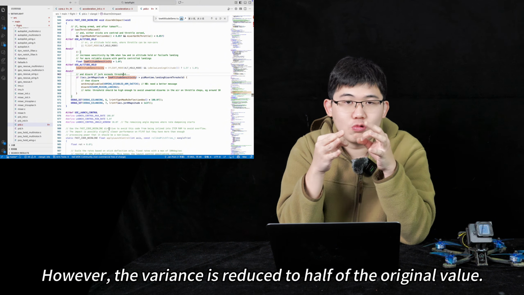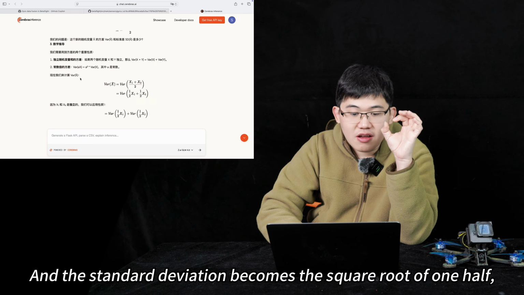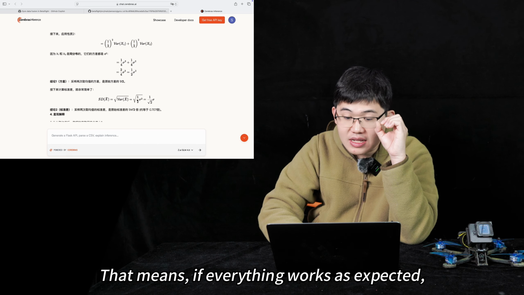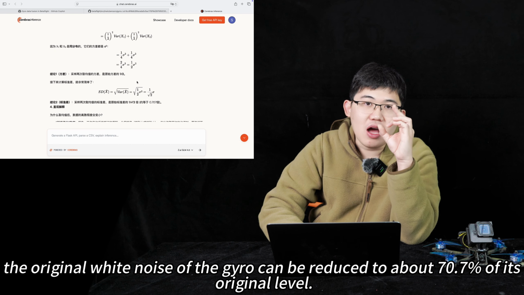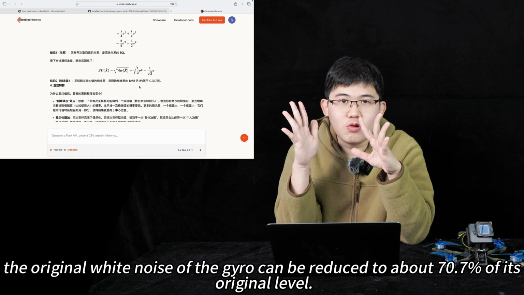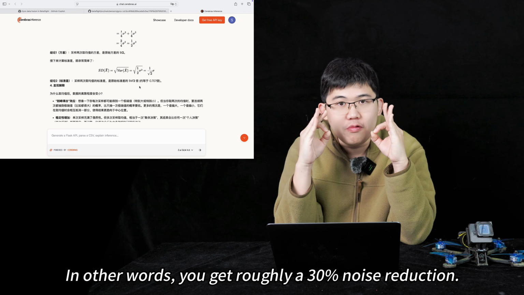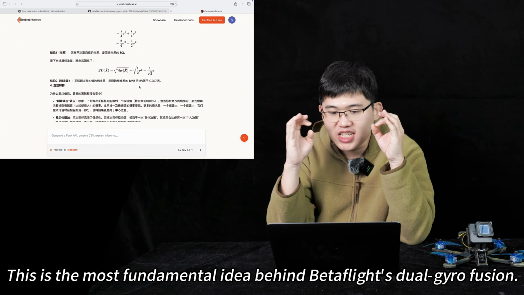However, the variance is reduced to half of the original value, and the standard deviation becomes the square root of 1/2, which is about 0.707 times the original. That means, if everything works as expected, the original white noise of the gyro can be reduced to about 70.7% of its original level. In other words, you get roughly a 30% noise reduction. This is the most fundamental idea behind Betaflight's dual gyro fusion.